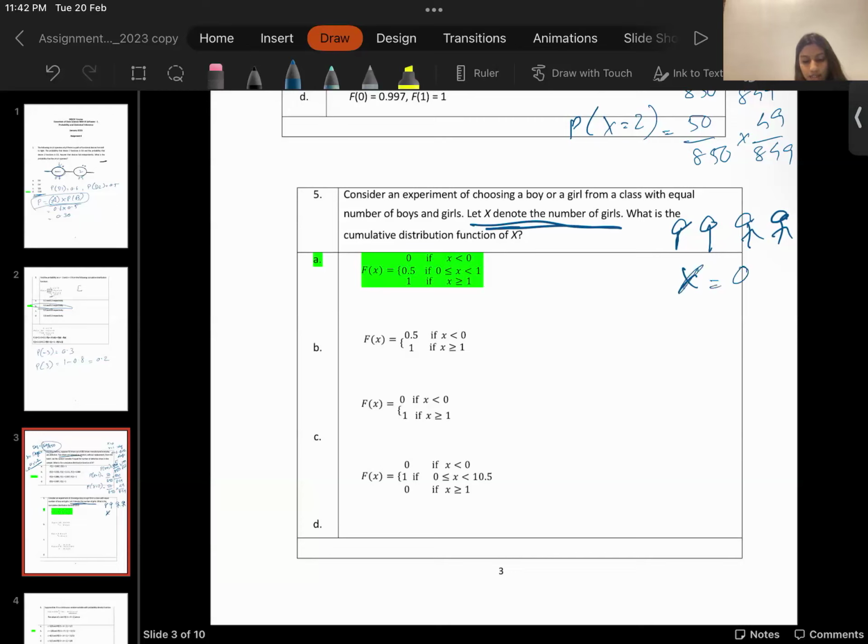So X can be 0. And X can be 1. So if X is anything less than 0, the probability is 0. So X is equal to 0 means you choose one boy. So basically the probability of choosing a boy is 1 by 2, 0.5. And choosing a girl is also 0.5.